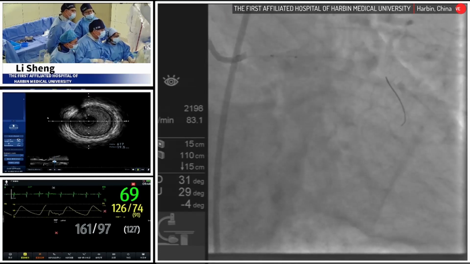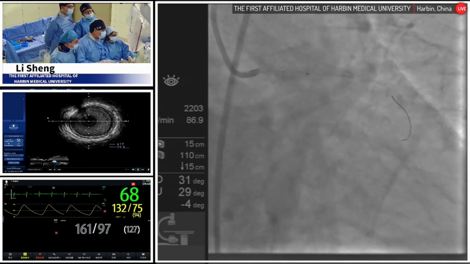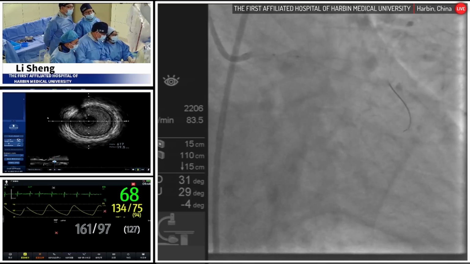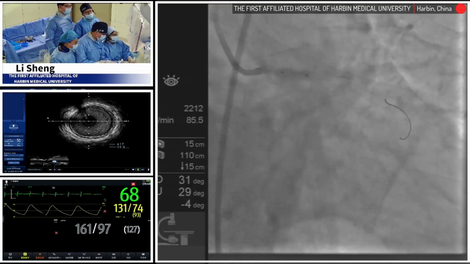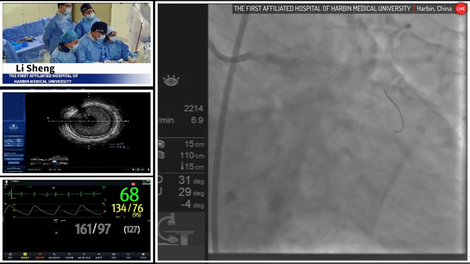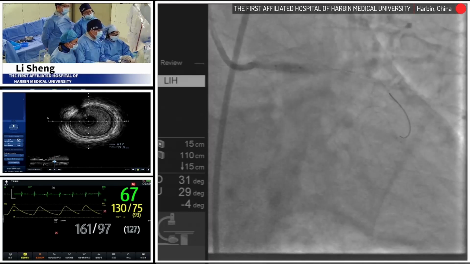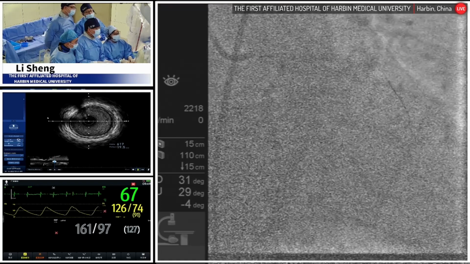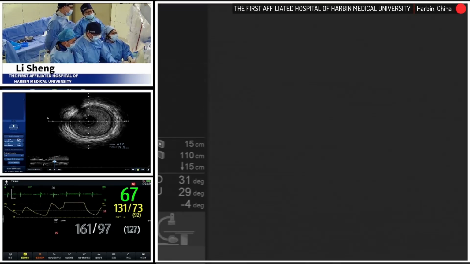Some operators really like the KBI, but the KBI will give the patient more risk of a dissection in the side branch. Yeah, I see. So it depends on the lesion characteristics. Yes. And the guidelines also told us a routine KBI is not recommended.